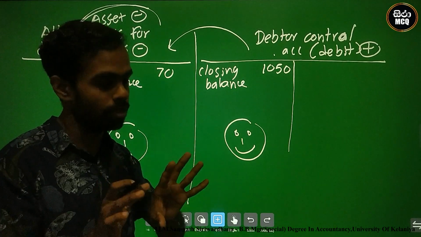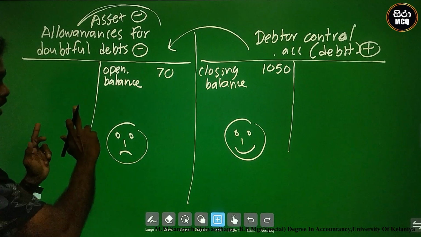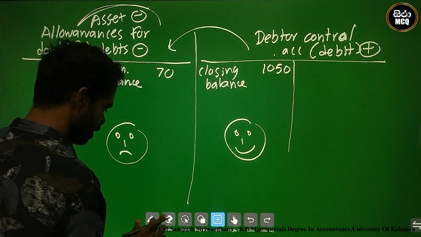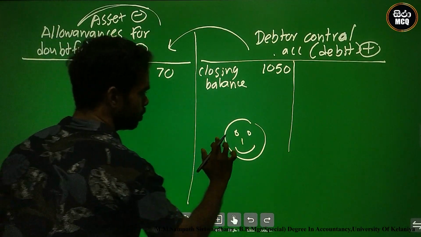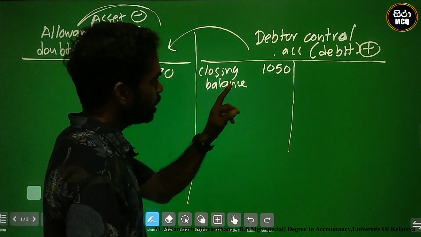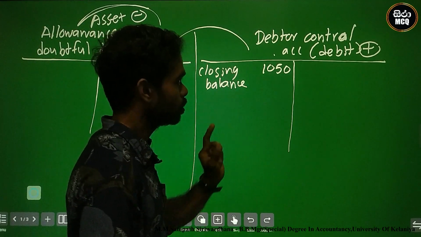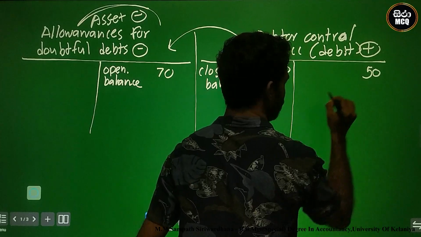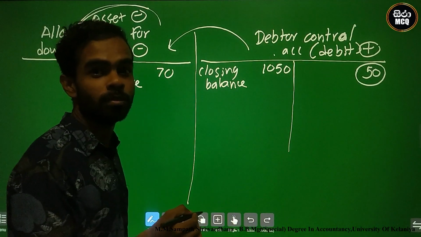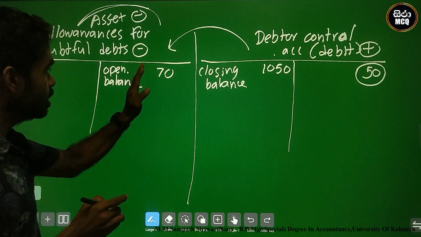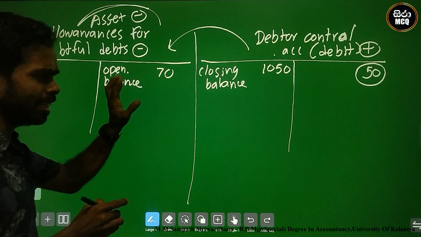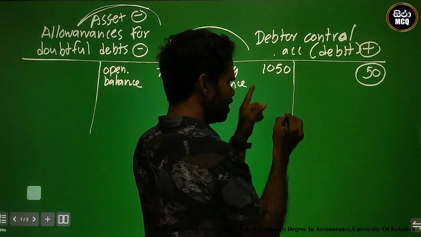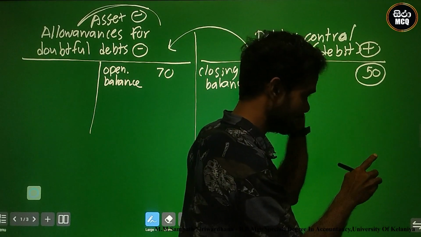At this time there are two accounts: allowances and the debtor control account. There is a debit account of 50,000. I credit the debtor control with 50, the double entry. What is the debit account? There is allowances for bad debts. At this time I eliminate this: the bad debt balance is 50, I eliminate this with 50 credit.